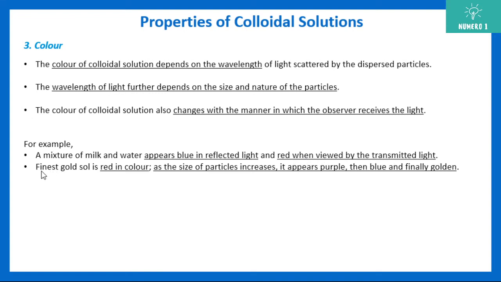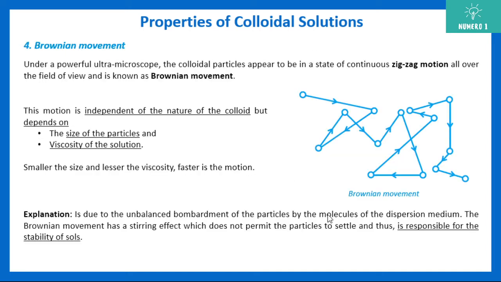Another example, the finest gold sol is red in color. As the size of the particle increases, it appears purple, then blue, and then finally golden. So it depends on the particle size, and it also depends on the observer's point of view, whether you are viewing in reflected light or in transmitted light. So this is another property which is shown by colloidal solutions.